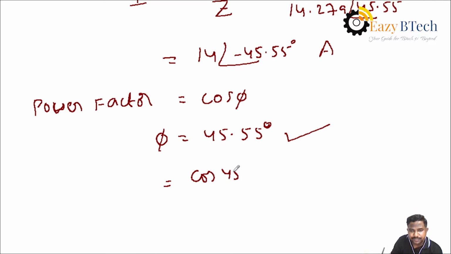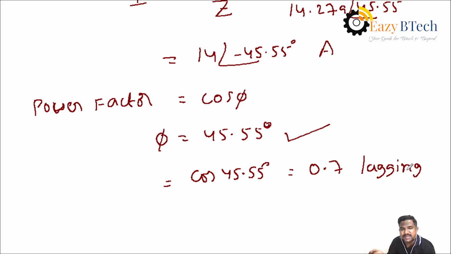That is cos of 45.55 degrees. That value is 0.7. If the power factor is a positive value, then it is the lagging power factor. If you get a negative power factor, for example minus 0.7, then that is called the leading power factor. If after calculation the value of the power factor is positive, that is called the lagging power factor. If the value of power factor is negative, that is called the leading power factor.